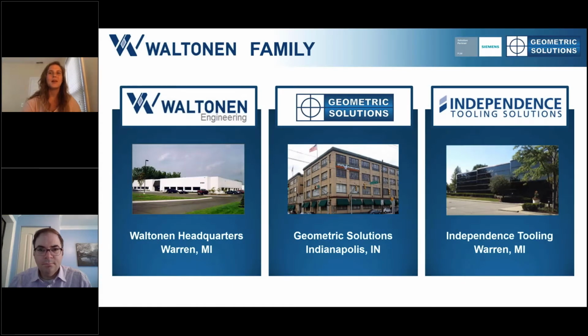As far as a quick intro into who we are at Geometric Solutions, the Waltonen family is made up of 3 companies located throughout the Midwest: Waltonen Engineering, Independence Tooling, and Geometric Solutions. Our story is pretty simple. Waltonen develops innovative engineering solutions using Siemens software. We got so good at it, Geometric Solutions started selling the same potential for success in the form of Siemens software. So when it comes to implementing and optimizing these solutions like an expert, Geometric Solutions can get you there.